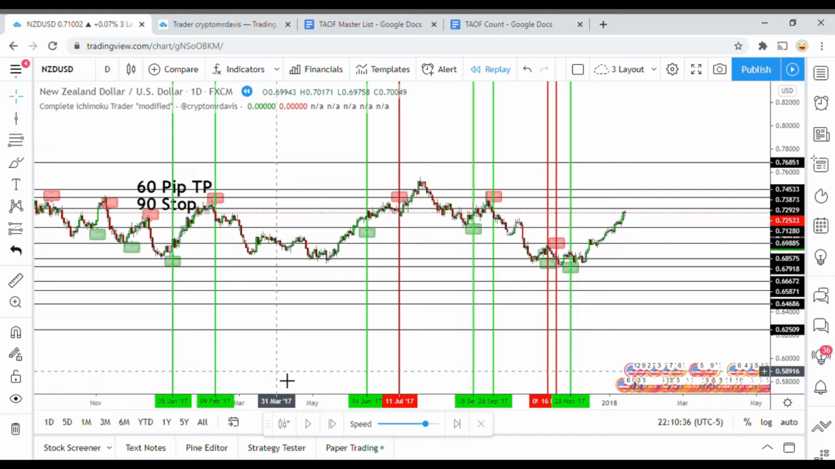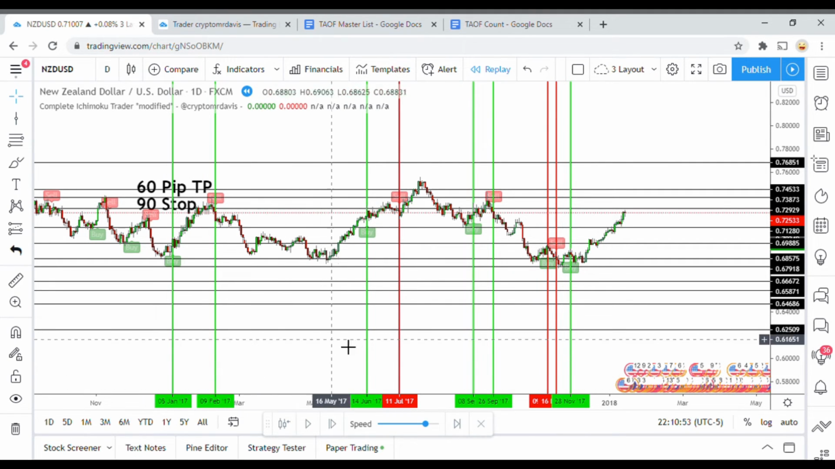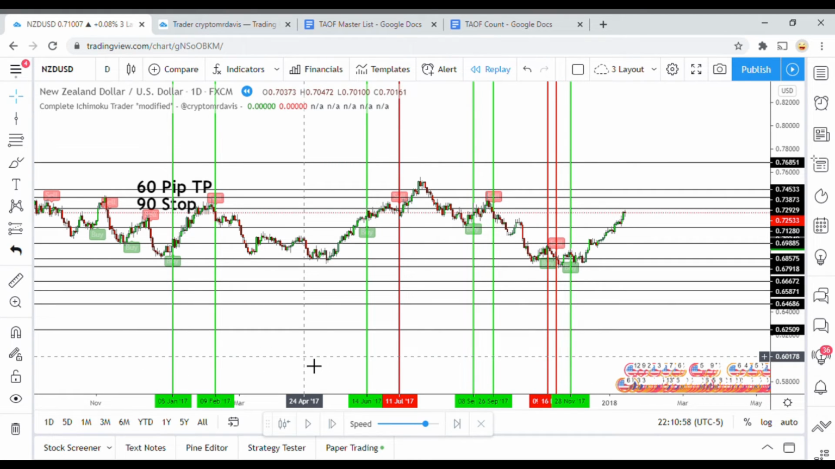Ichimoku, the complete Ichimoku trader indicator. So we have 1, 2, 3, 4, 5, 6, 7, 8, and 9. We have 9 trades all together, and we have 1, 2, 3, 4, 5, and 6 wins. So it definitely meets this 60% criteria. I wish there were more trades in one year's time. That's definitely a bummer. It doesn't give us too many trades.